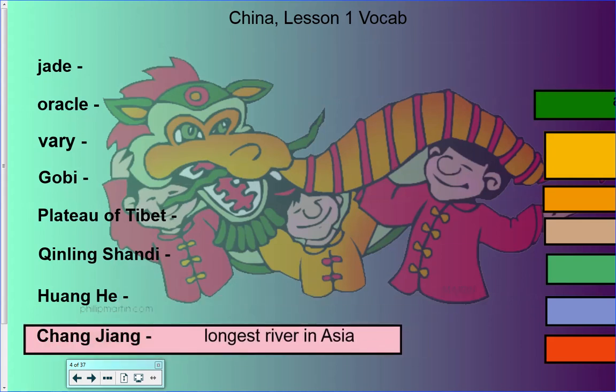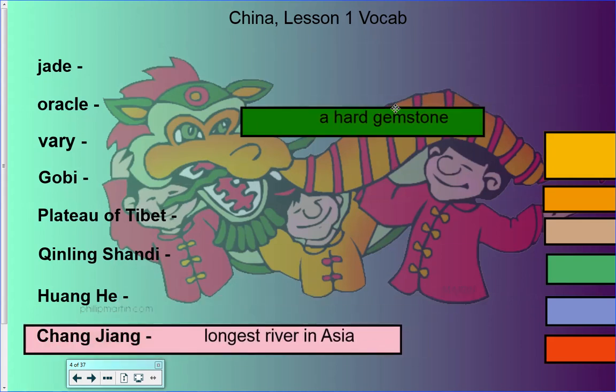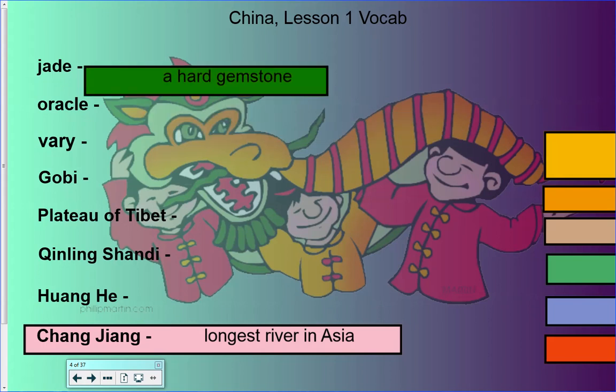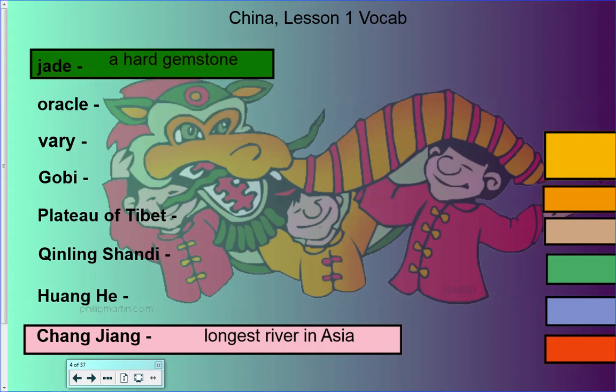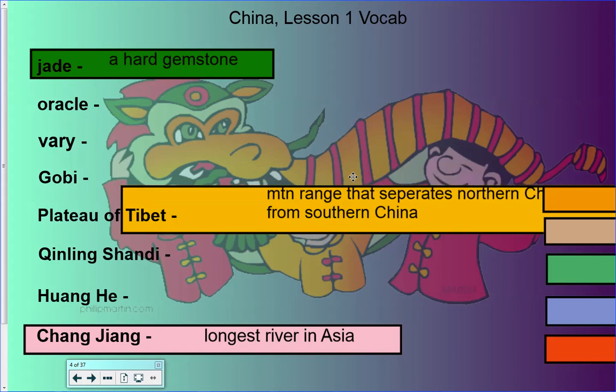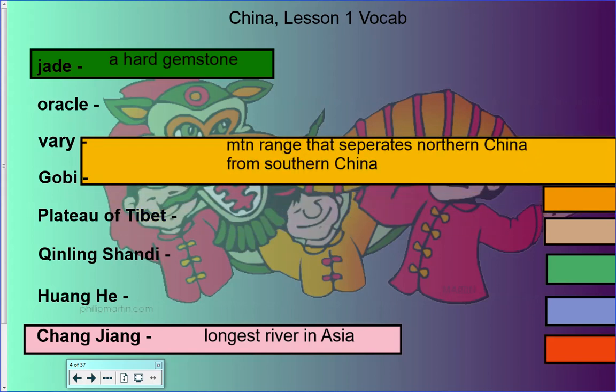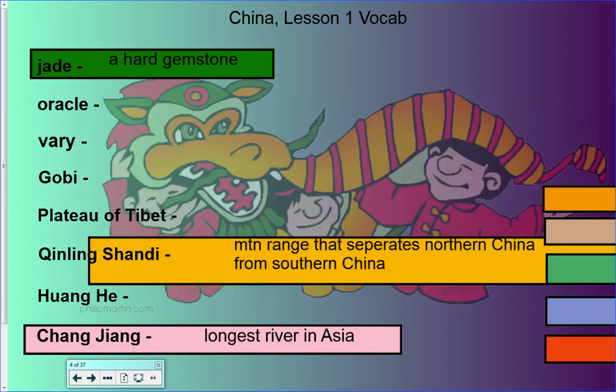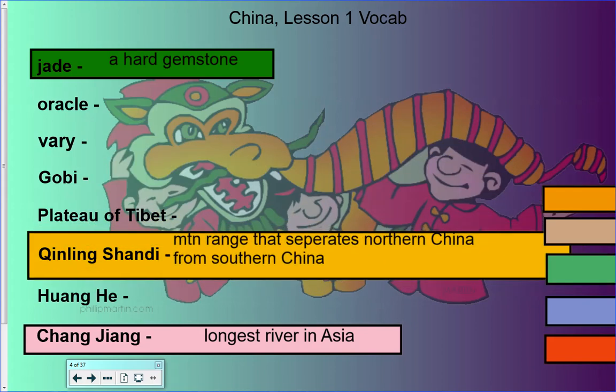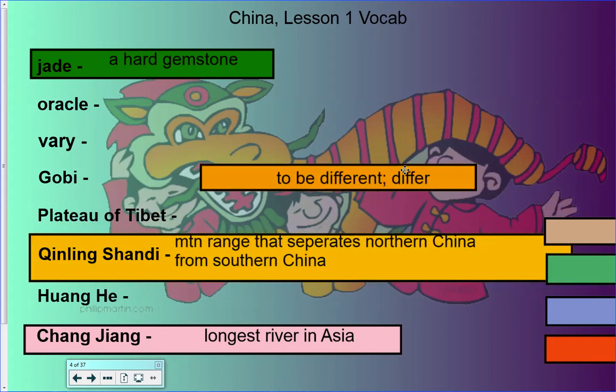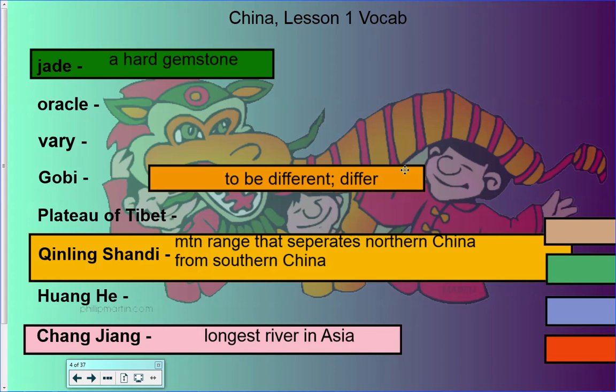Changjiang. A hard gemstone. Jade. Mountain range that separates northern China from southern China. Qinling Shandi. To be different or differ.